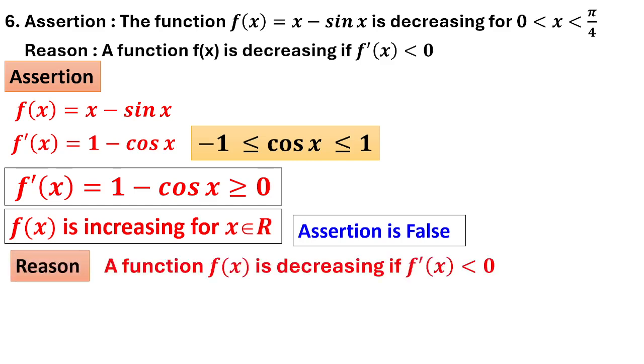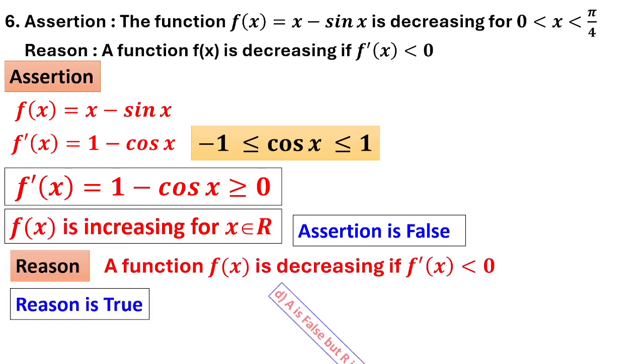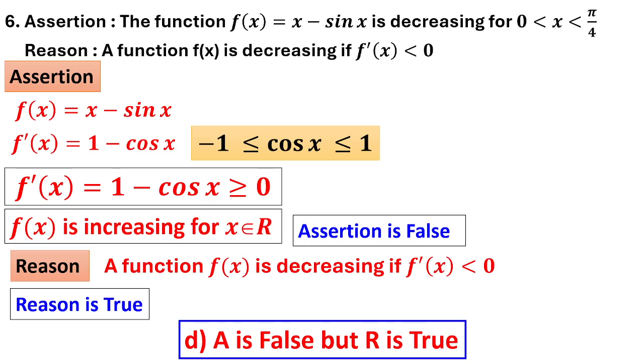Now, let us go to the reason. A function is decreasing when f dash of x is less than 0. Yes, it is correct, so the reason is true. Therefore, the option is A is false, but R is true. Therefore, from 0 to pi by 4, f of x is increasing.